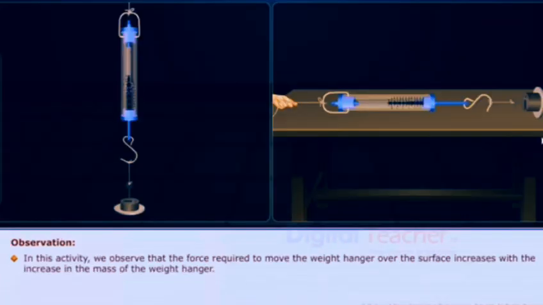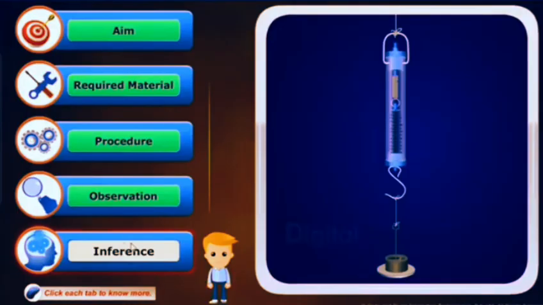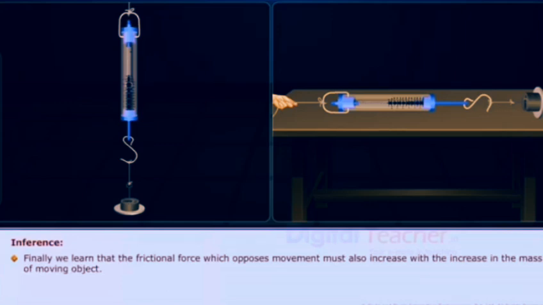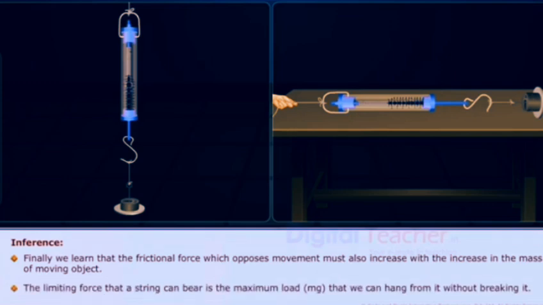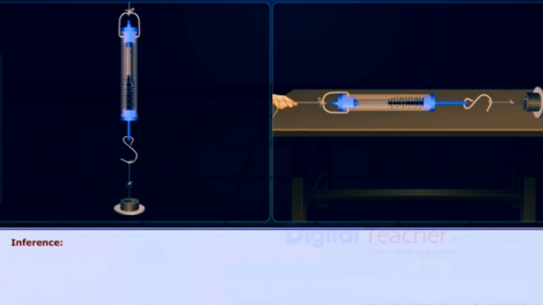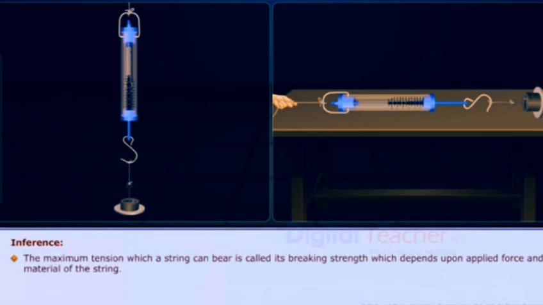We observe that the force required to move the weight hanger over the surface increases with the increase in the mass of the weight hanger. Finally, we learn that the frictional force which opposes movement must also increase with the increase in the mass of the moving object. The limiting force that a string can bear is the maximum load that we can hang from it without breaking it. The maximum tension a string can bear is called its breaking strength, which depends upon applied force and material of the string.